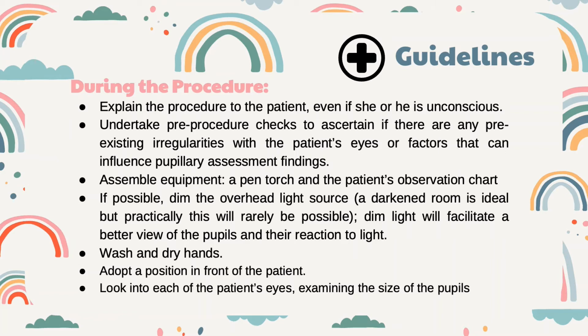Third, assemble equipment: a pen torch and the patient's observation chart. Fourth, if possible, dim the overhead light source. A darkened room is ideal, but practically, this will rarely be possible. So dim light will facilitate a better view of the pupils and their reaction to light.